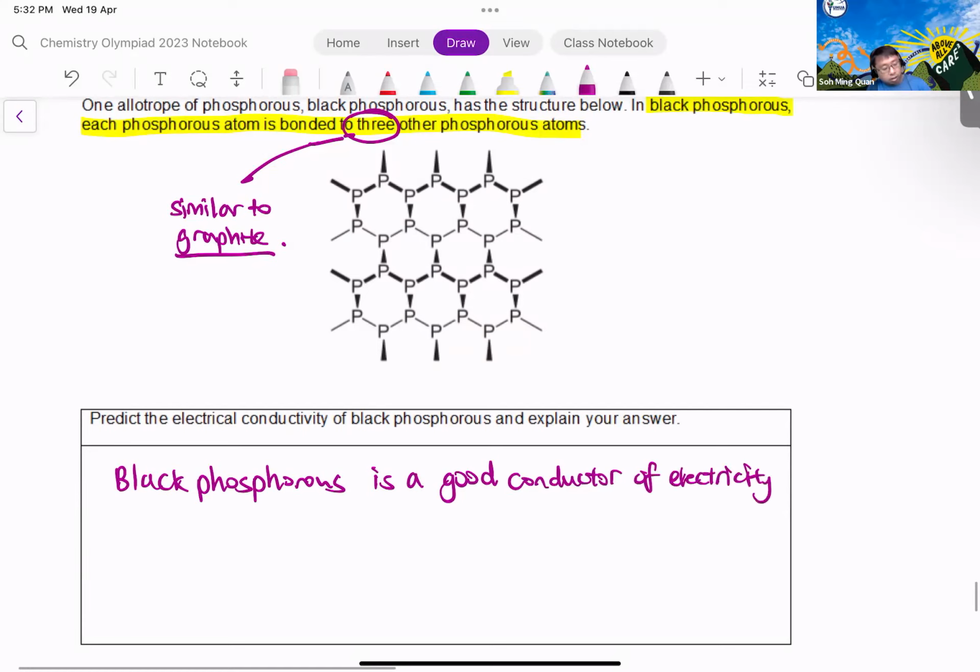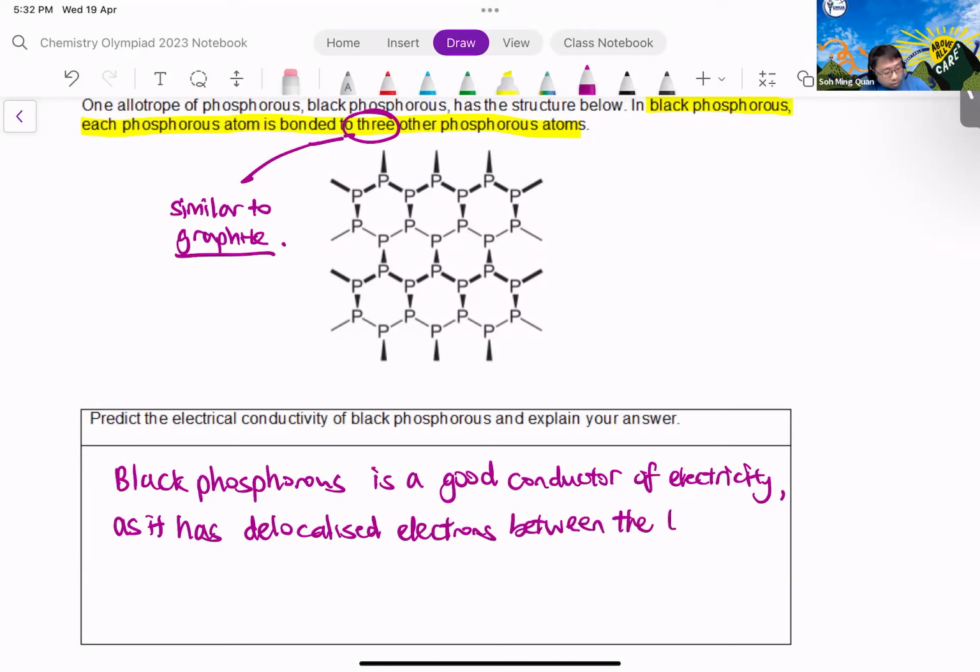Okay. Now, why is it a good conductor of electricity? It's similar to graphite. So the reason is similar. Graphite is a good conductor because graphite contains delocalized electrons between the layers. So similarly, black phosphorus must be the same. It's a good conductor of electricity because it has delocalized electrons between the layers, which are free to move to conduct electricity.